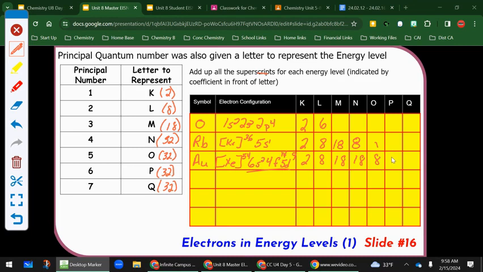They go in the P. How many? Don't everybody shout it out all at once. 2. 4F14. Where do they go? P. No. Q. No. They're not in the 7th energy level. They go in the N. So take that 18 and make it what? 32.